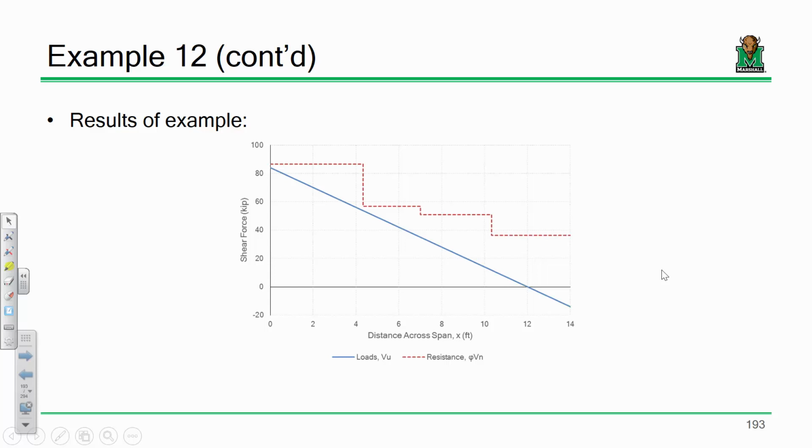What that means is that this beam has more resistance than it does loads. So what does that mean? That means the beam is safe. That means it has more strength than the loads it's being subjected to.